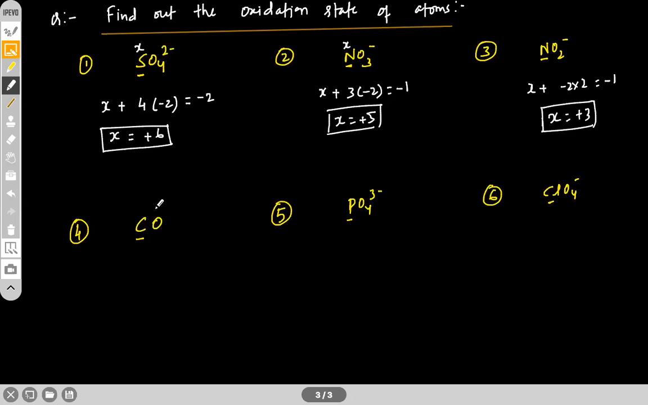For carbon monoxide, oxygen is -2, so on carbon it is +2, since it is neutral. For phosphorus in PO4 3-, it is X. So X plus 4 into -2 equals -3, so X equals +5.